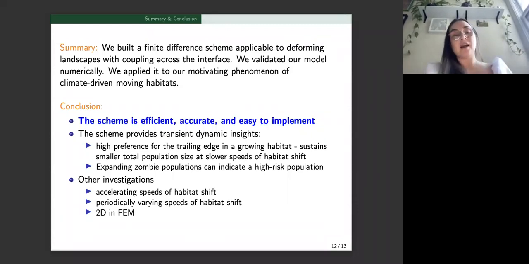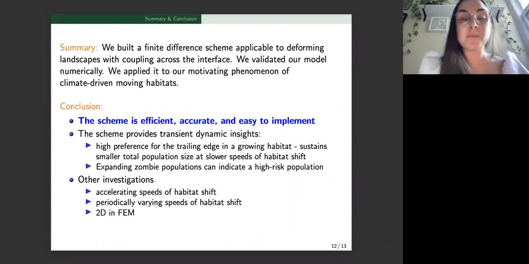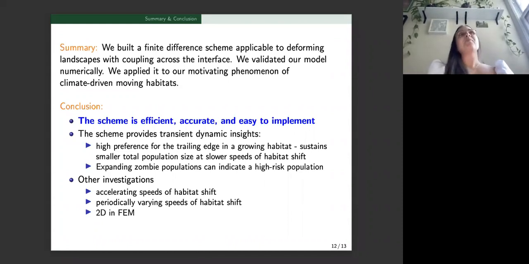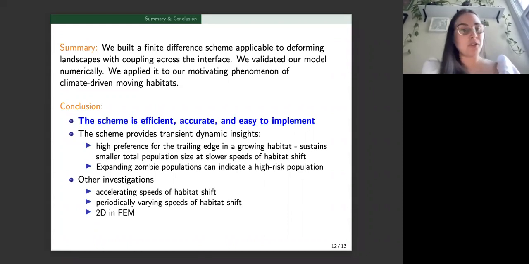And we're also looking at other investigations. Accelerating speeds of habitat shift are in the same paper that the work I've presented to you here today is in. We're looking at periodically varying speeds of habitat shift, and that will be submitted in the near future. And we're also looking at the two-dimensional analog, where we're not taking a finite difference approach, but rather a finite element approach.